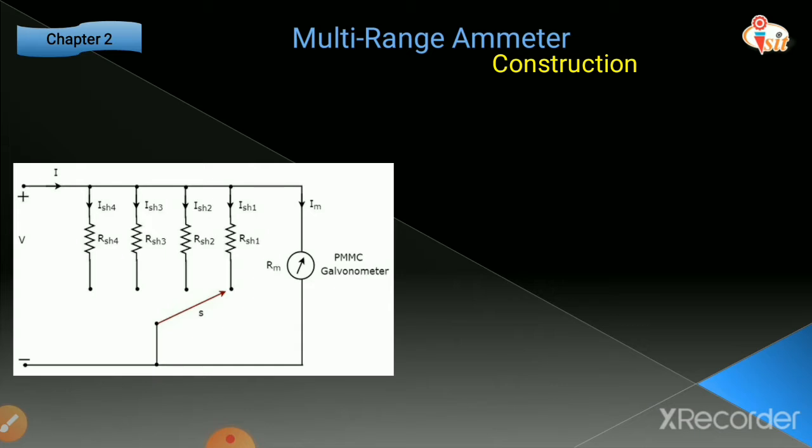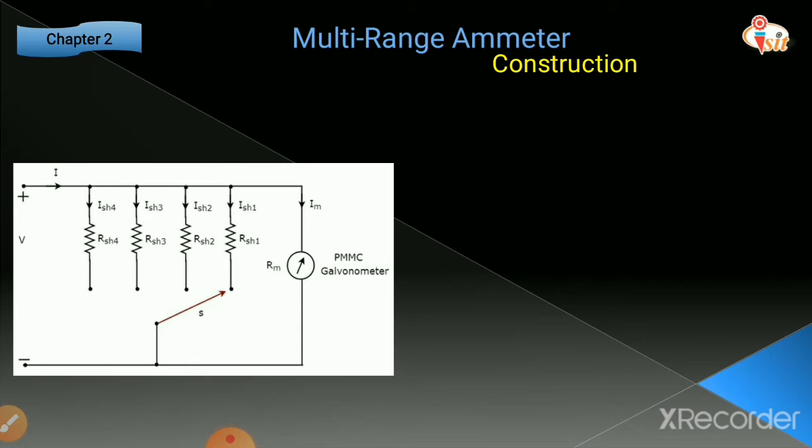What is the meaning of multi-range? By using multi-range we can select multiple ranges. For RSH1 there is a different range, for RSH2 there is a different range, for RSH3 also different, and for RSH4 also different. Suppose we need the range from RSH4, then we can select RSH4. Now the switch is on the position of RSH1.